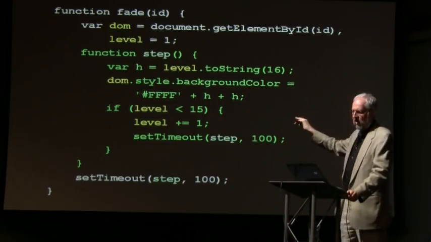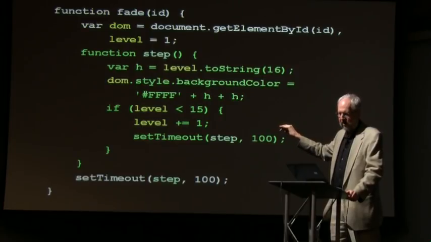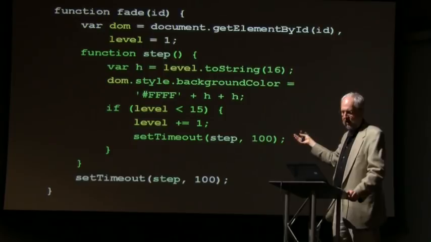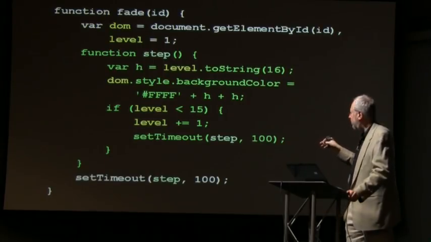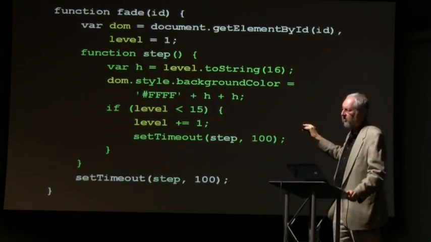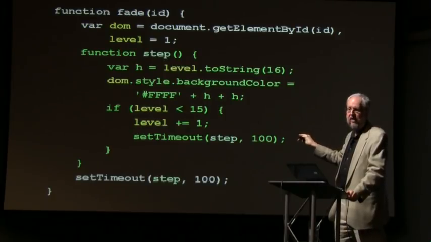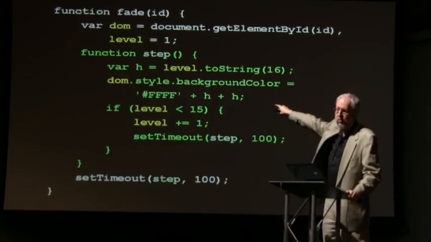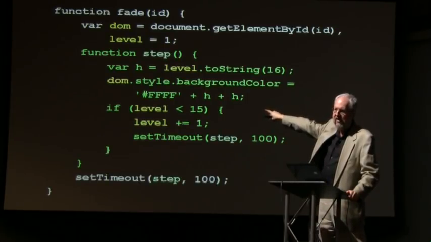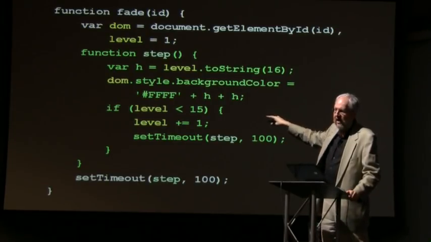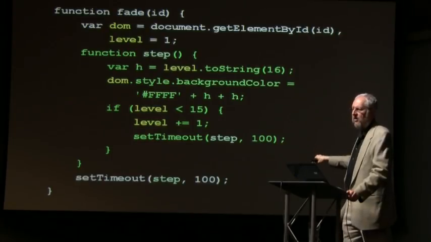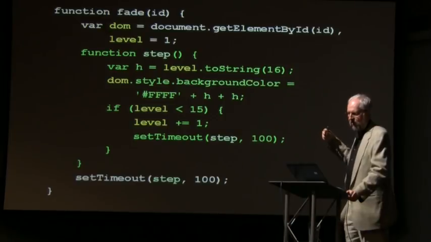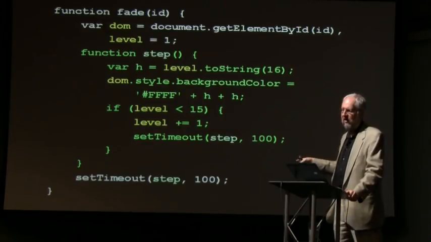It does the same thing with DOM. It gets access to the DOM variable and uses that to change the background color of that DOM node. It then looks at level, and if it's less than 15, which it will be at this point, it will add 1 to it. It's adding 1 to the level variable of the fade function that's already returned. And then it will call set timeout, and in a tenth of a second, we'll do this again, and we'll keep doing it until eventually we reach 15, and then we stop.